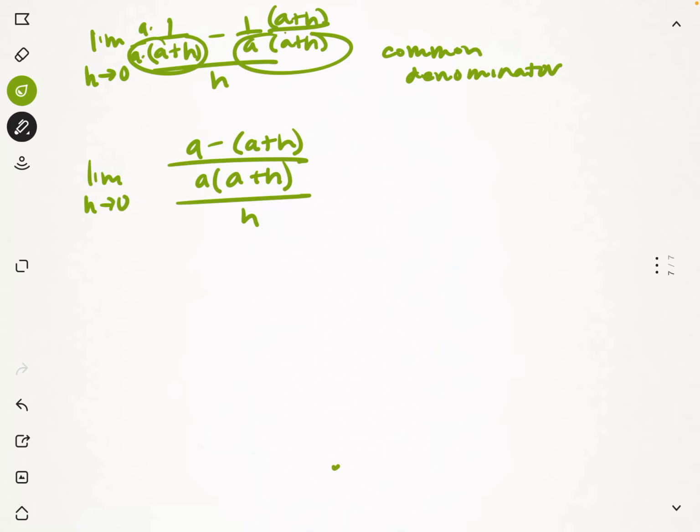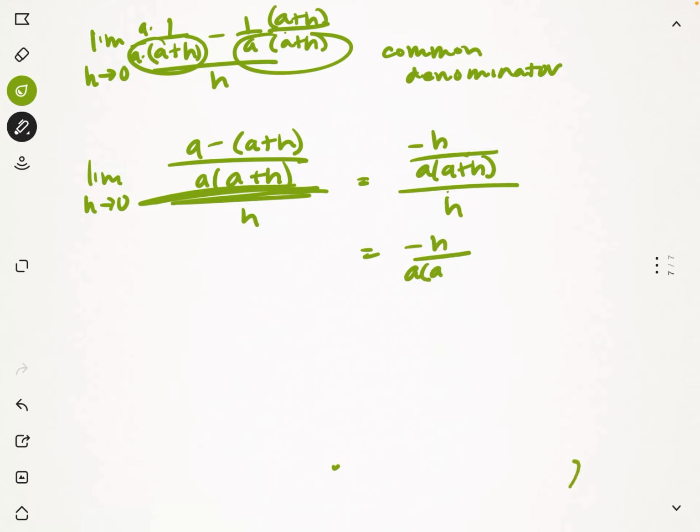Okay. A minus a is 0. Minus h is negative h. So we have negative h over a times a plus h, divided by h. Now what we know here is that anytime we have a complex fraction, those of you who had my class, we said that we take the division symbol and change that to a multiply by the reciprocal. So we have negative h over a plus h times the reciprocal of h, which is 1 over h.